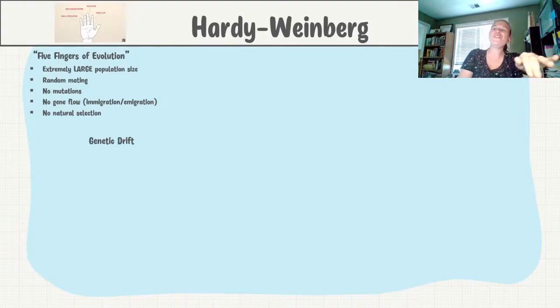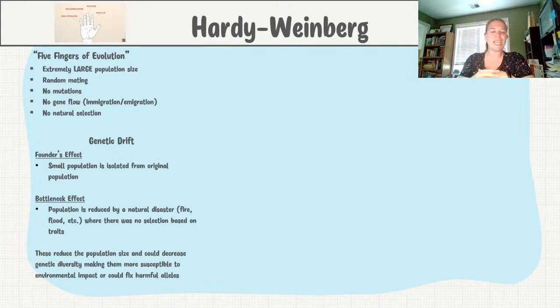Anyways, you may have heard me say genetic drift a second ago, but what is she talking about? There's 2 types of genetic drift. Both of these are looking at random situations that occurred, and because of those, the allele frequency is changing.